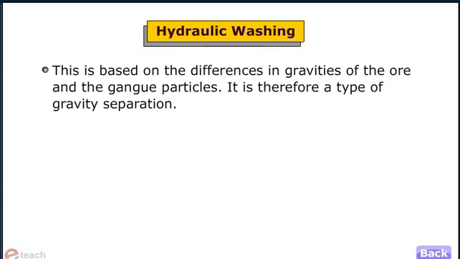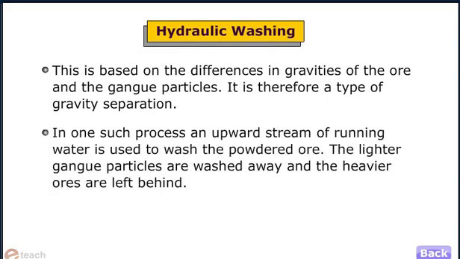This is based on the differences in gravities of the ore and the gangue particles. It is therefore a type of gravity separation. In one such process, an upward stream of running water is used to wash the powdered ore. The lighter gangue particles are washed away and the heavier ores are left behind.